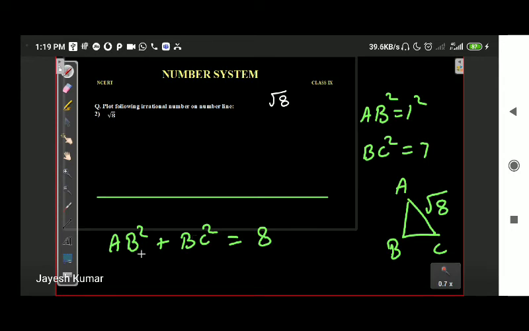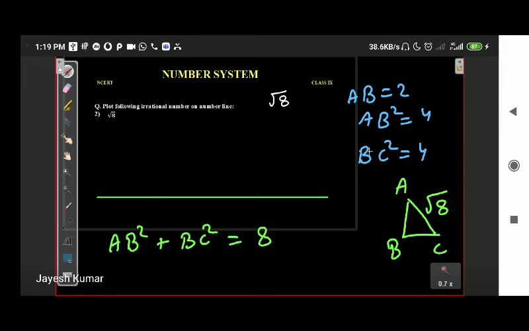So let's take other numbers. This is all hit and trial. Let's try taking AB as 2, we earlier took 1. When AB is 2, then AB square is 4. What should we add to 4 to get 8? That is 4. So BC square should also be 4.